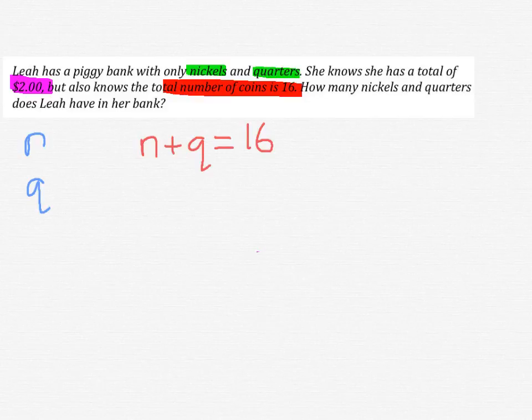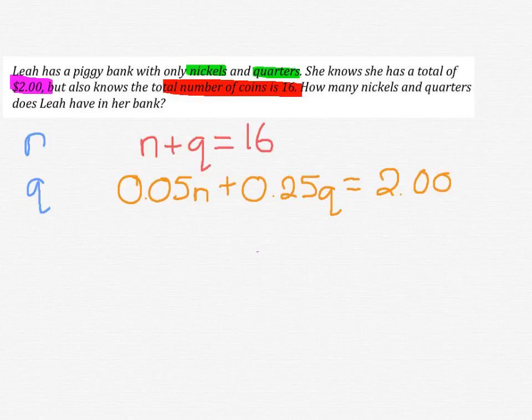Our second equation has to do with this $2 here. If you recall, nickels are worth 5 cents and quarters are worth 25 cents. So if we were to rewrite this in an equation, we would say that 0.05 times nickels plus 0.25 times quarters is going to equal $2.